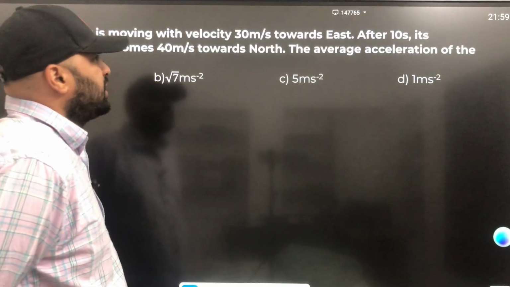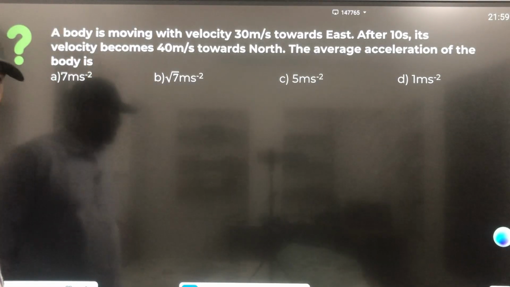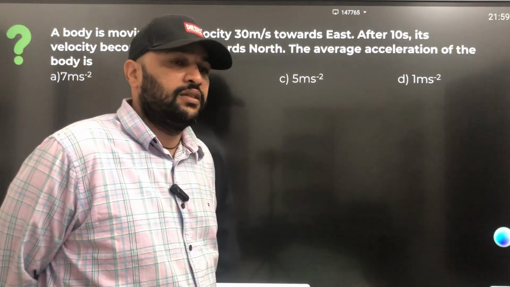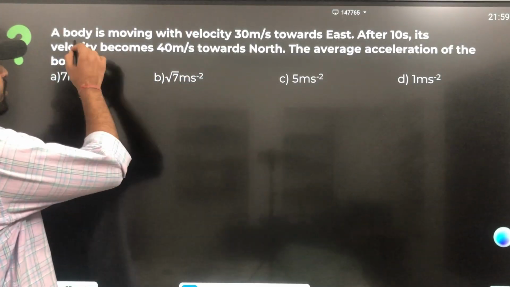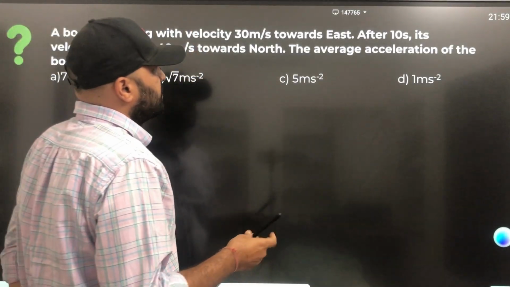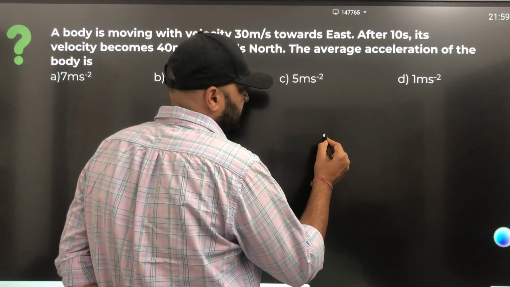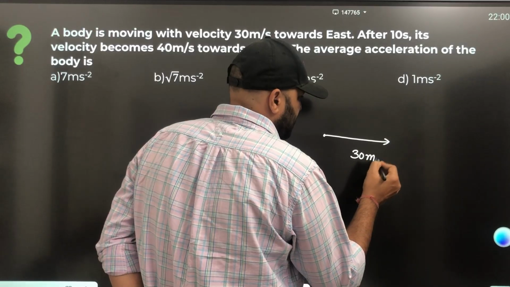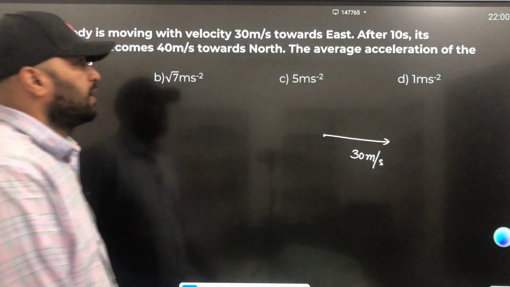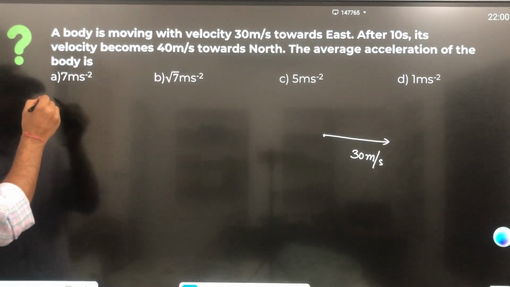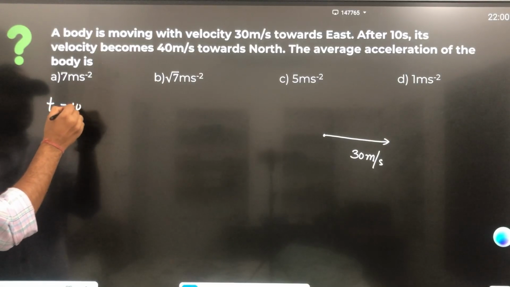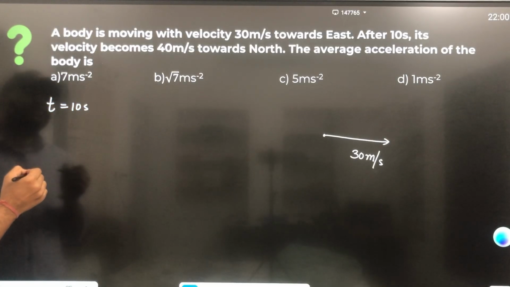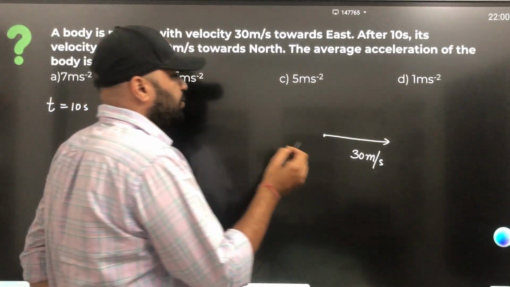Okay, our next problem, quite an interesting problem. Based on vectors you can solve it very easily. So the problem says a body is moving with a velocity of 30 meter per second towards east. So let's say that it is moving in this direction with 30 meter per second towards east. Fine, okay. After 10 seconds, so let me write here, time is given, its velocity becomes 40 meter per second towards north.